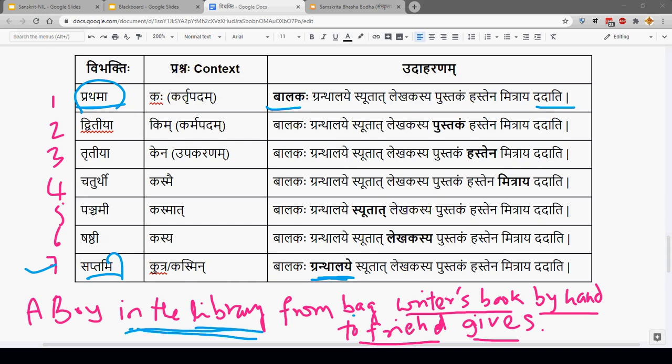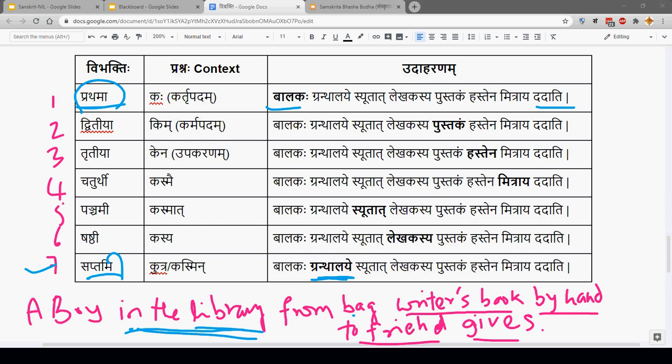Balakaha Grantalaye Shutat Lekhakasya Pustakam Hastena Mitraya Dadati.